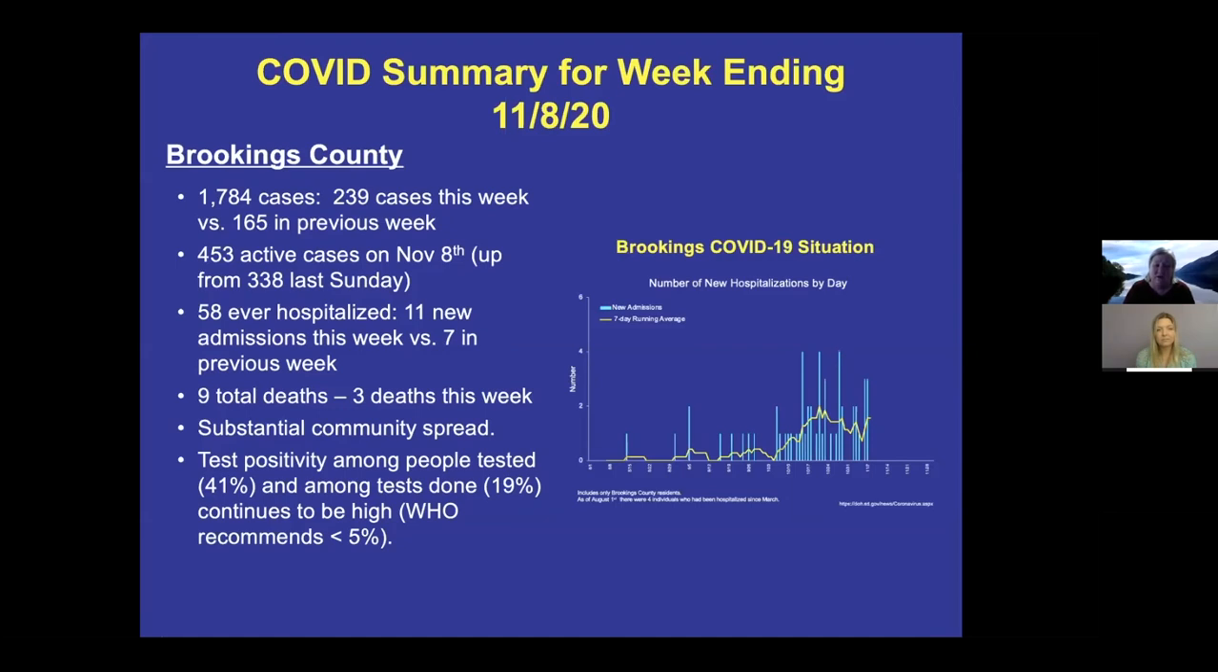We are still in substantial community spread. When we get below 33 new cases per week, we'll be down to moderate spread. So we have a little bit of a ways to go on that. Test positivity among people tested is 41%. And among tests that have been done, it's 19%. Both of these are high according to the World Health Organization, who recommends that this percent be below 5.